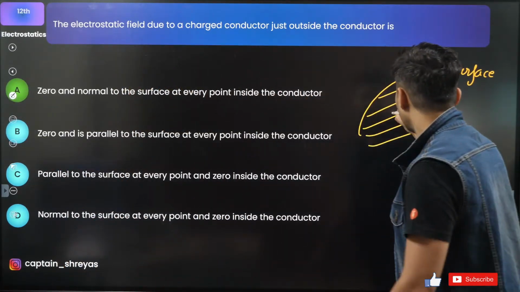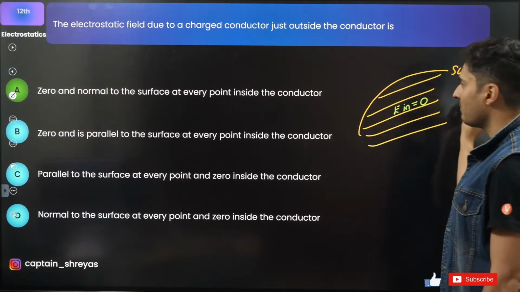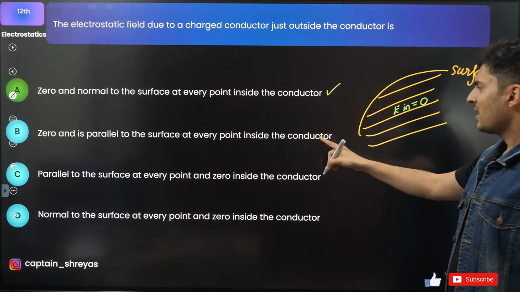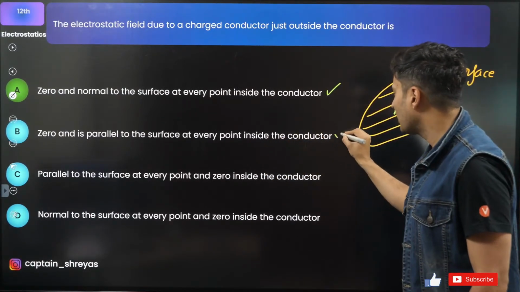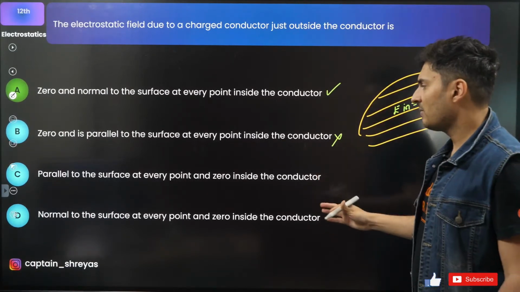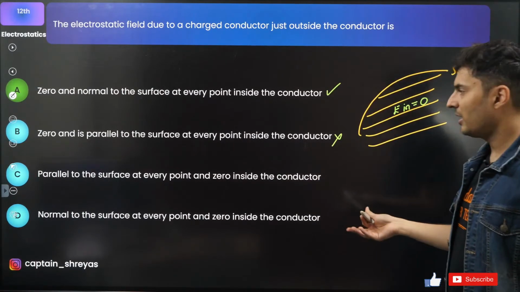That's perfect. Electric field inside is always going to be 0 everywhere inside. That's perfectly correct. 0 and is parallel to the surface at every point inside the conductor? Wrong. There is no field only. How can it be parallel? Parallel to the surface at a point and 0 inside the conductor? No. How can it be parallel again?